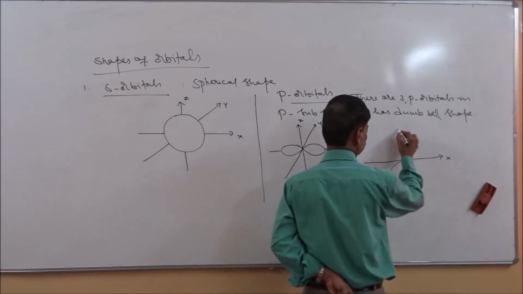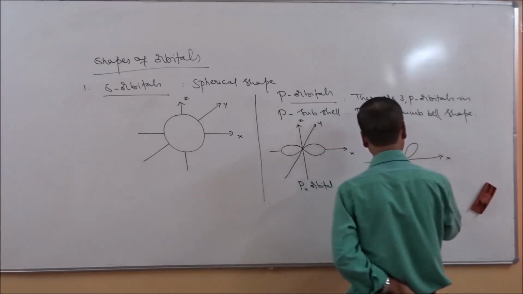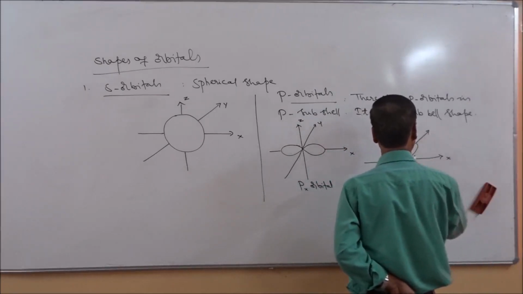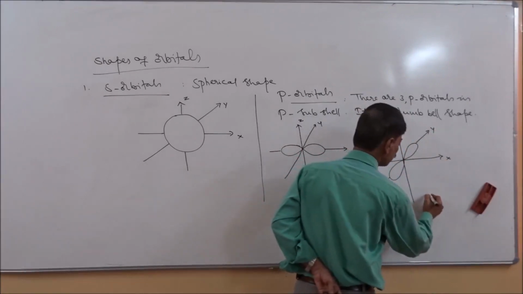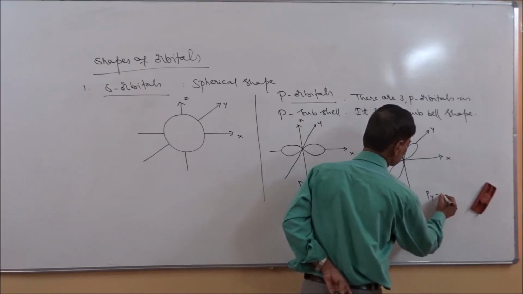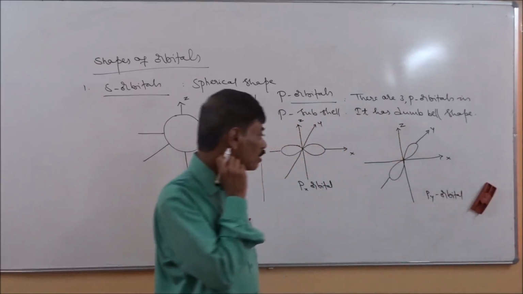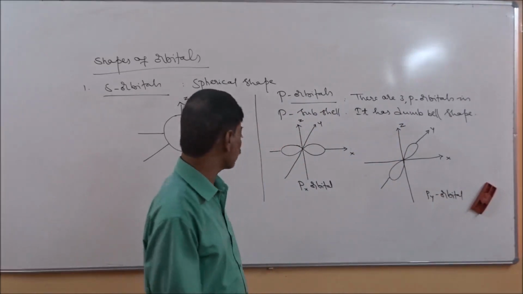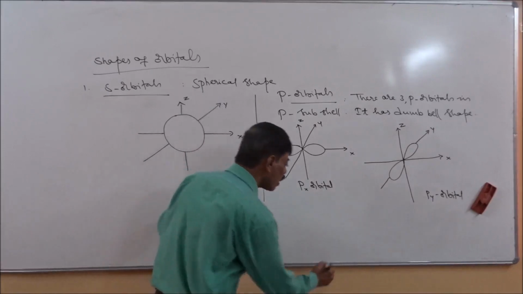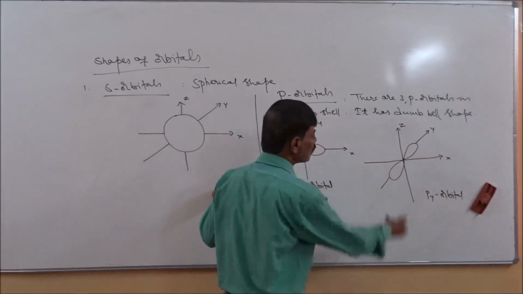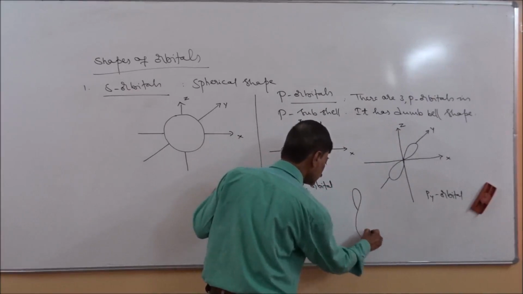X-axis, Z-axis, and this is Y-axis. And this is nothing but py orbital. Here, dumbbell is lying over Y-axis. That is why it is said to be py orbital. Now let us see pz orbital. So z-axis is the vertical axis. So I'll show dumbbell vertically in this way.